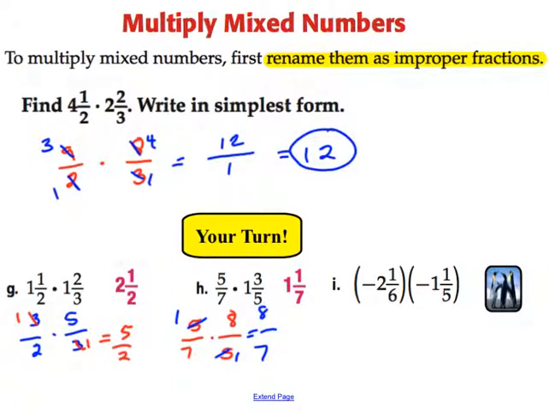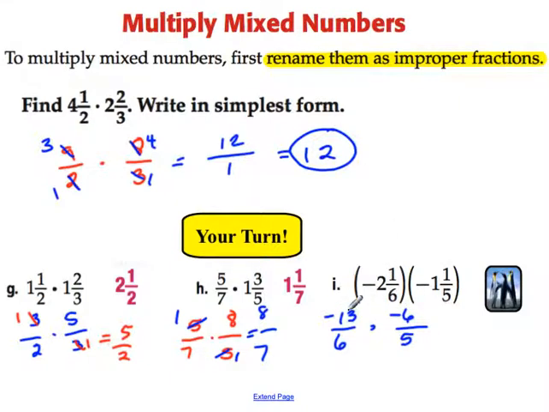All right, let's take a look at the last one then. And that one says negative 2 1/6. Well, how many sixths is that? That is negative 13/6. 2 times 6 is 12, plus 1 is 13. And we're multiplying that by negative 1 1/5. 1 times 5 is 5, and 5 plus 1 is 6. And remember, that has a negative sign as well. So keep those negatives. I just put them with the numerator, with the top number.